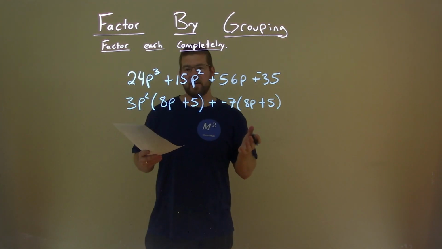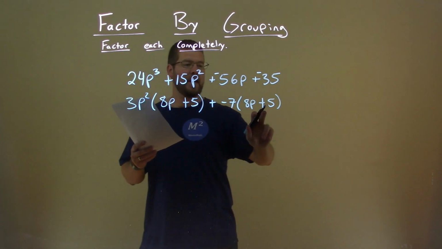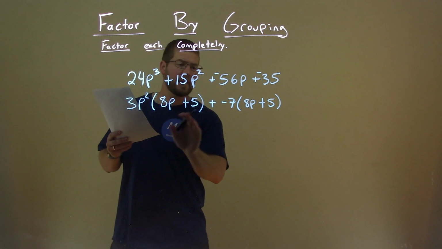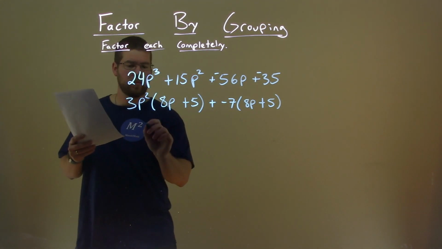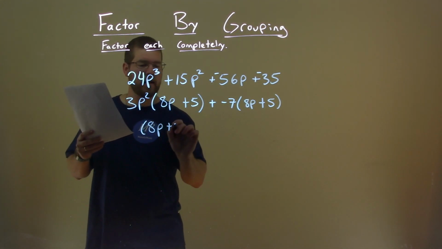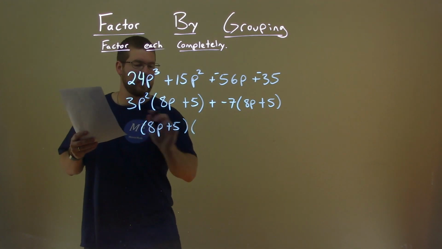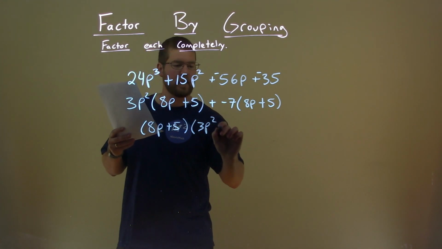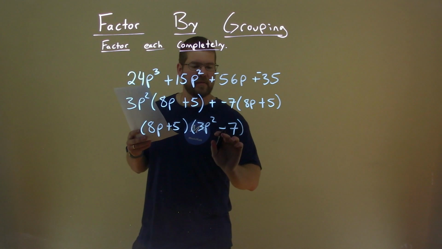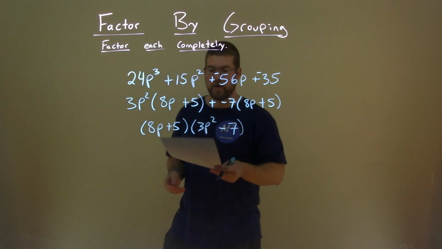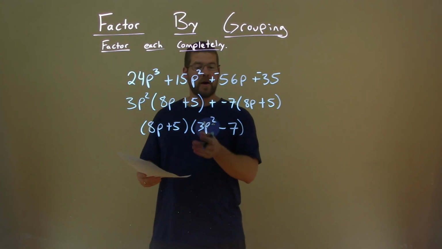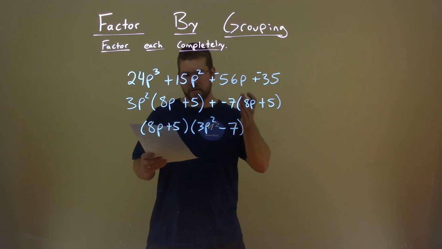And that's actually kind of nice. We see an 8p plus 5 and 8p plus 5 here. Pulling that out from both parts, we're left with an 8p plus 5 times what's left, 3p squared minus 7. And now we actually have our final answer, 8p plus 5 times 3p squared minus 7.